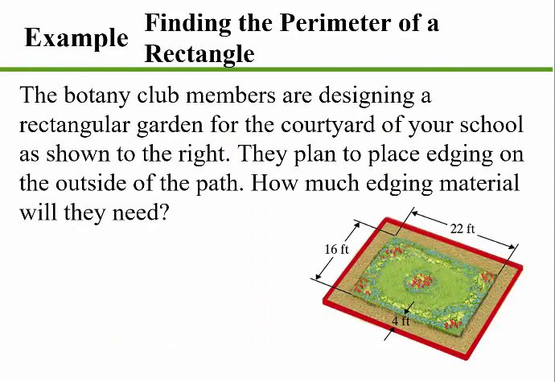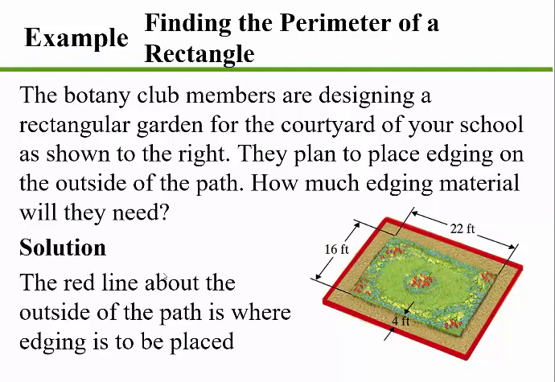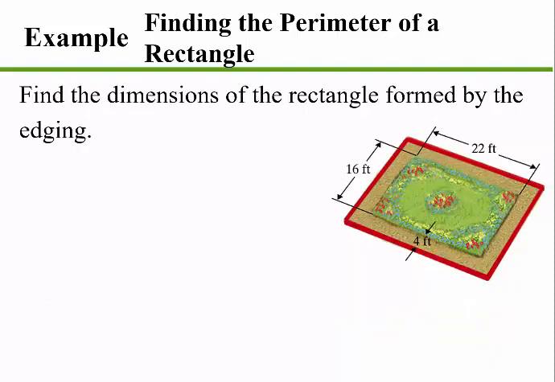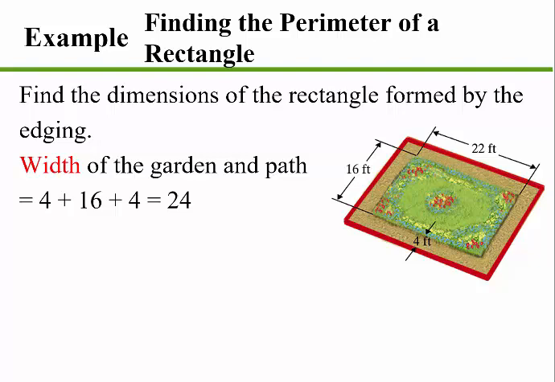Let's do some examples. Finding the perimeter of a rectangle. So the Botany Club members are designing a rectangular garden for the courtyard of your school, as shown right here. They plan to place edging on the outside of the path. So how much edging material will they need? So what I'm talking about is they want to put this red edging here. So how much edging will they need? So what we want to do is we want to find the perimeter. The red line about the outside of the path is where the edging is to be placed. So as I said, what we want to do is find the dimensions of the rectangle formed by the edging. So we need to find the perimeter.